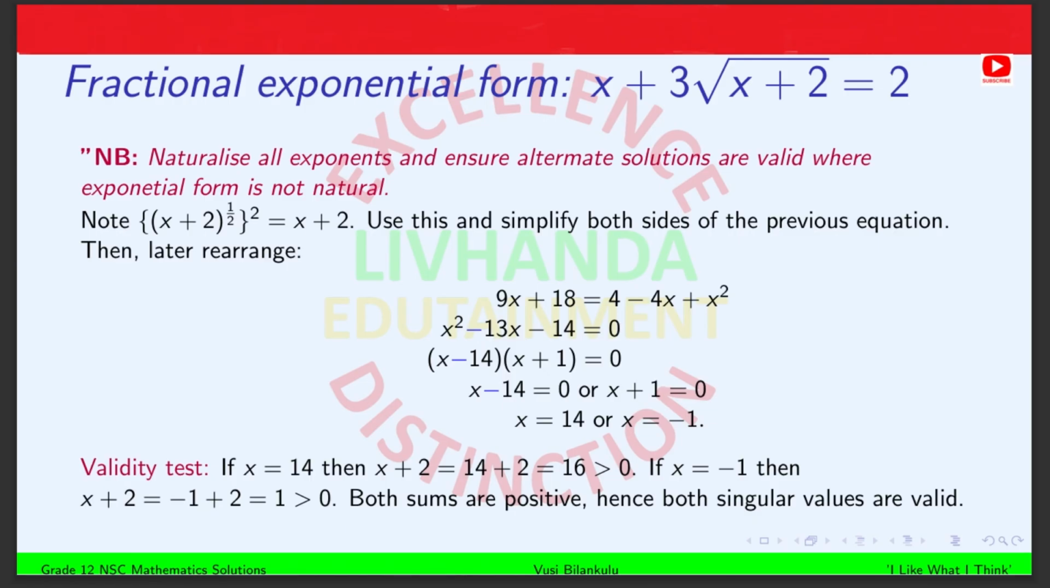If x equals 14, then the test sum of x and 2 equals 16. Since this is positive, x equals 14 is a valid singular value. If x equals -1, then the test sum of x and 2 equals 1. Since this is positive, x equals -1 is also a valid singular value.